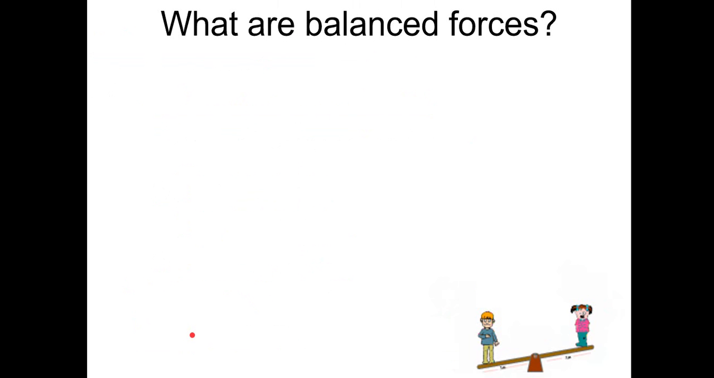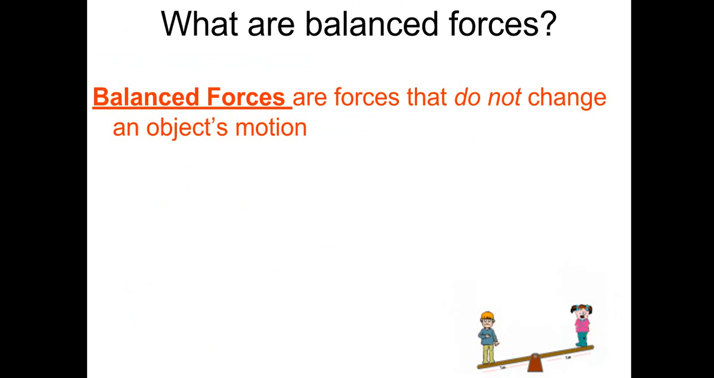So what are balanced forces? The opposite of that. Balanced forces are forces that do not change an object's motion. So that means in this case that the net force is equal to 0. Before, remember, unbalanced forces were not equal to 0, so they could be any number but 0. With balanced forces, the net force is always equal to 0. So it can only be equal to 0 newtons.